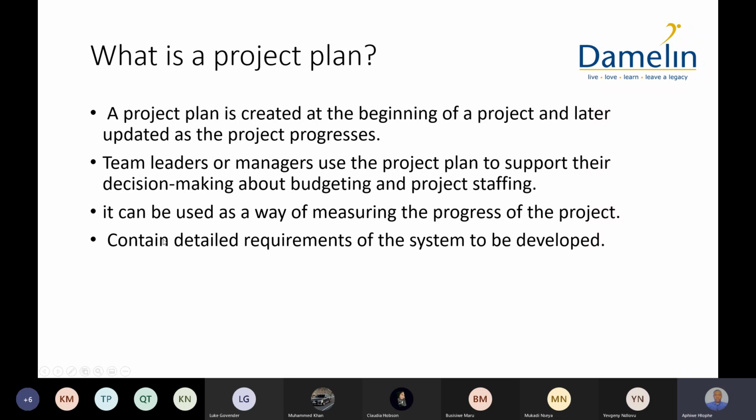It can contain detailed requirements of the system to be developed. So most of the people tend to think that this is the only thing that is there. It's all about the requirements, but the requirements are just a section of the actual project plan document. There's a lot of other things that it contains.